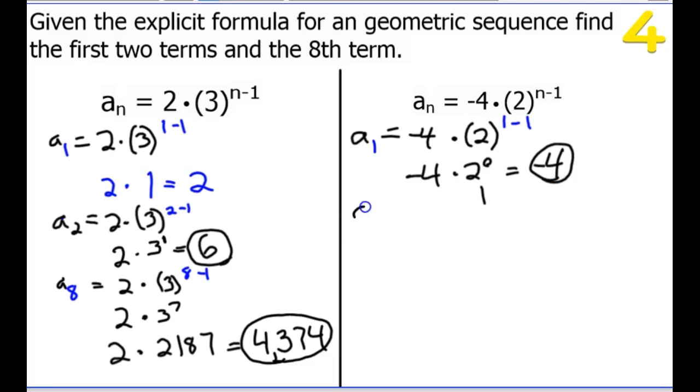Then we're going to have a sub 2, so we have negative 4 times 2, exponent is 2 minus 1, so negative 4 times 2 to the 1. Anything to the 1 is that same number, so 2 times negative 4 is negative 8.